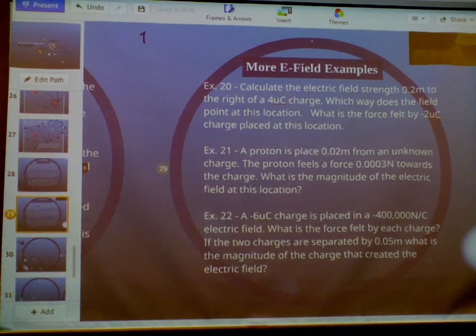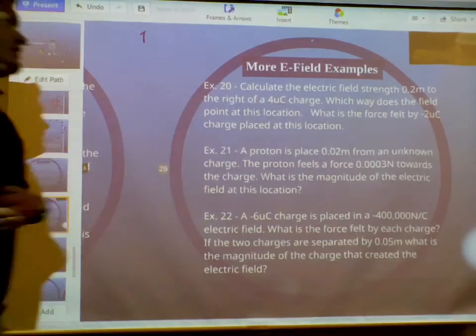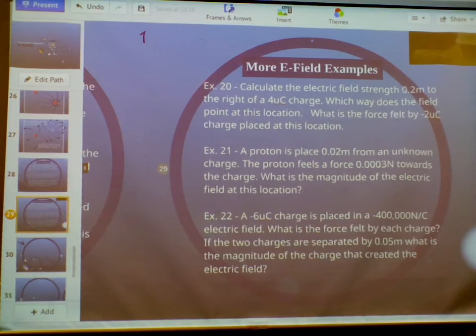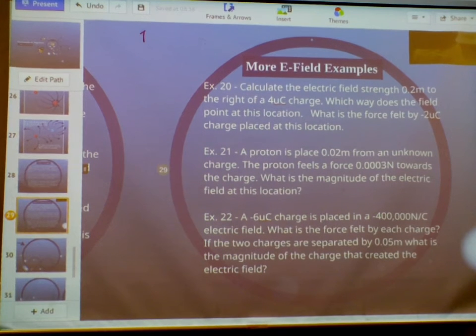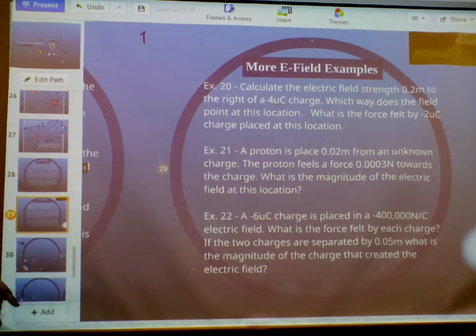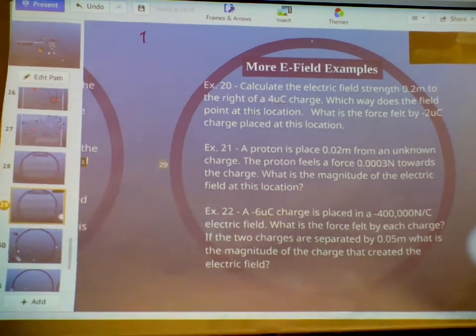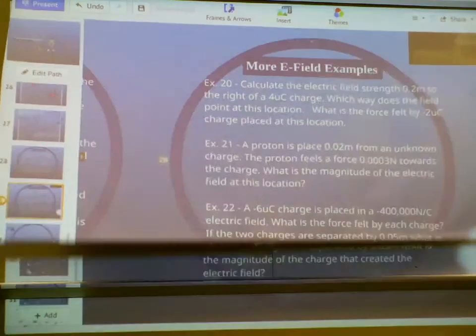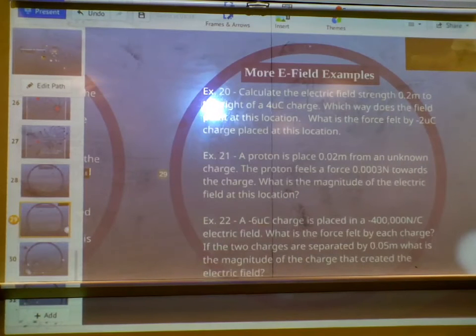Alright. So, example 20. Kept the electric field strength 0.2 meters to the right, 0.4 microcoulomb charge. Which way is the field pointing at this location? What is the force felt by a -2 microcoulomb charge placed at this location? So, this one is asking you to sift through a little bit more information to try to figure out what's going on. Alright?